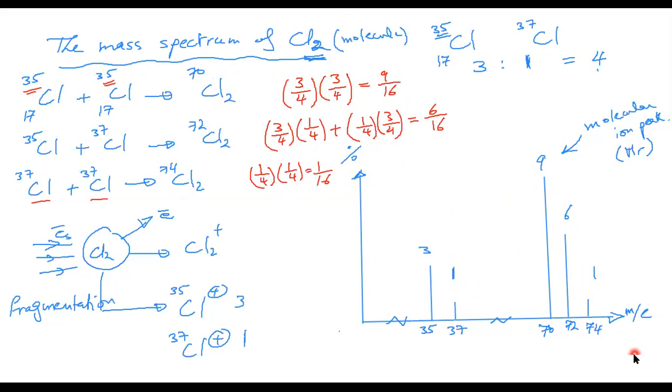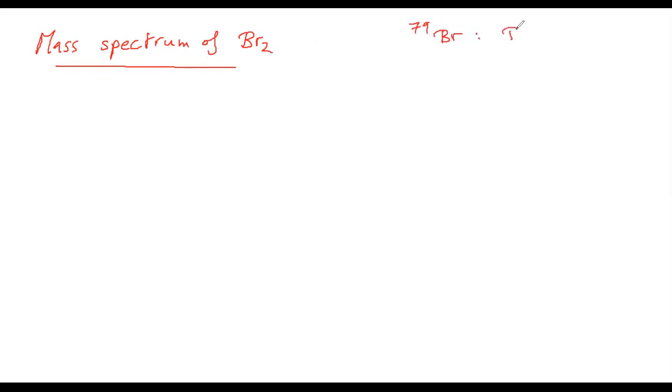Now, the second element that we should know is that of bromine. The mass spectrum of bromine. And of course, for bromine we will do exactly what we did in the case of chlorine, but the only difference is that bromine has two isotopes, bromine 79 and bromine 81. These two isotopes are present in 50% each, around 50%. It means that they are present in the ratio 1:1. Okay, so also we are going to do the same.